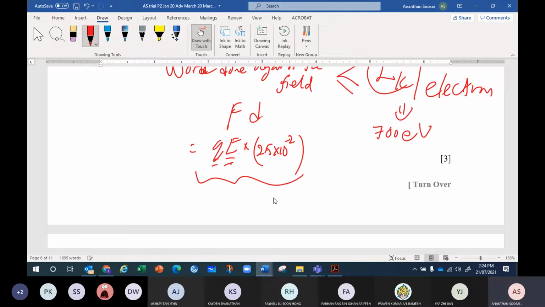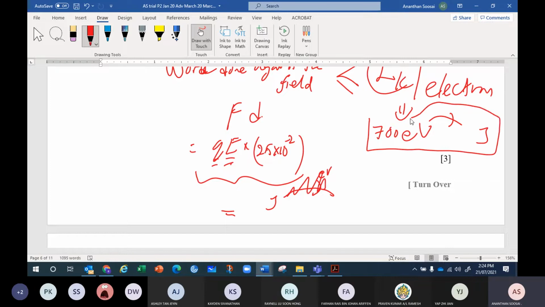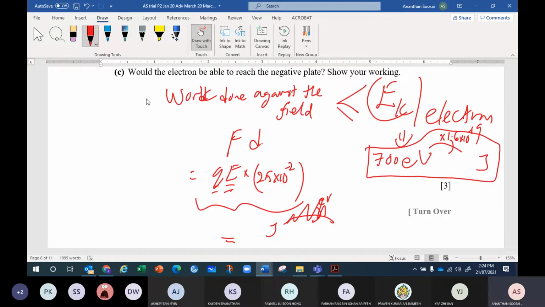Check this value. You will get it in joules, but you have to convert this joule to eV. Or what you can do is leave it here as joule and convert the 700 eV to joule just to compare. Joule is easier. How do you change eV to joule? You multiply by 1.6 times 10 to the power of negative 19, right? So you get joules. Check: if the work done is smaller than the kinetic energy possessed, it will reach the plate. Okay, so this is the idea.